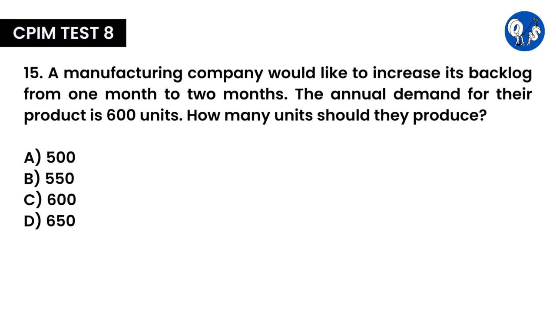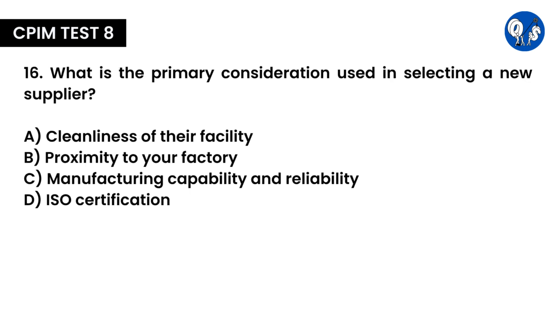Question number 15. A manufacturing company would like to increase its backlog from 1 month to 2 months. The annual demand for their product is 600 units. How many units should they produce? A. 500, B. 550, C. 600, D. 650. The correct answer is B. The company currently produces 600 units annually or 50 per month. Their current backlog is 1 month or 50 units. In order to increase their backlog by 1 month, they will need to produce 50 less than their annual demand or 550 units.